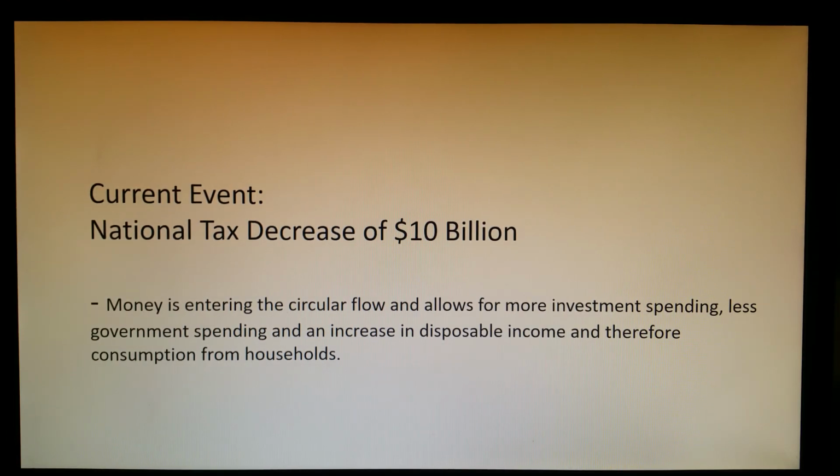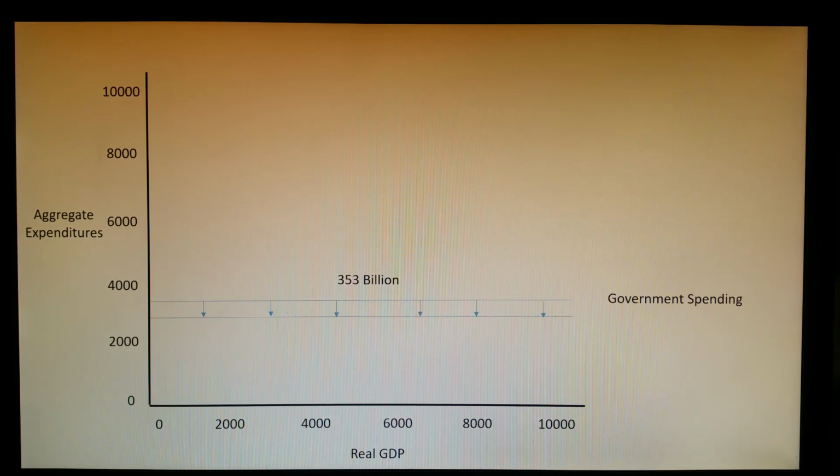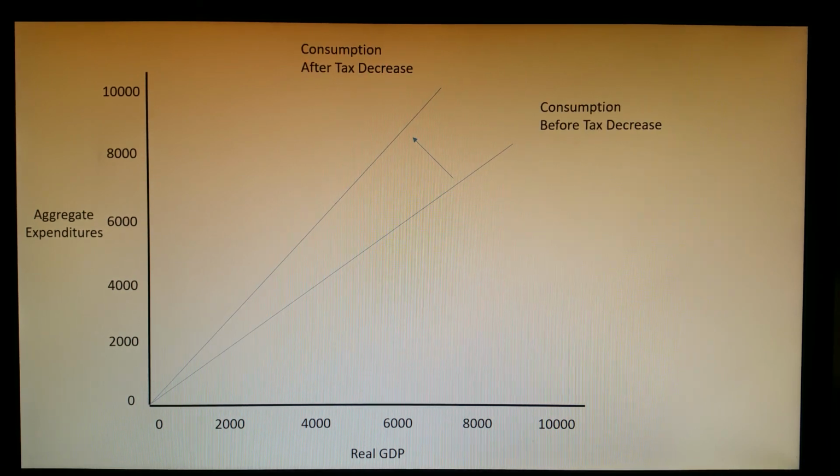The current event that I instituted was a $10 billion tax cut. Money is entering the circular flow and allows for more investment spending, less government spending, and an increase in disposable income, and therefore consumption from households. Investments will increase because people have more disposable income to invest. Government spending will decrease proportionally because of the lack of tax revenue due to the tax cut. And then overall household income should increase as a result of the increase of the disposable income shown here.